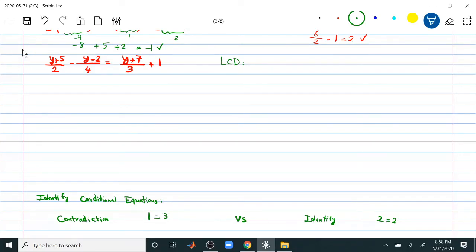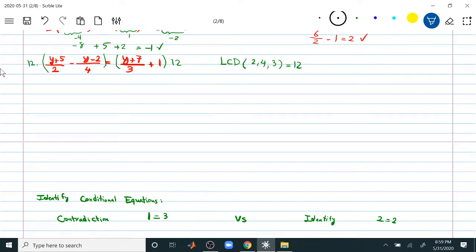For example, 12, the LCD of 2, 4, and 3. 12, because 12 divided by 2 is 6, 12 divided by 4 is 3, 12 divided by 3 is 4. So 12, you can divide all these numbers into. So what do we do? We multiply 12 on both sides. Make sure that you use parentheses, so you know that 12 multiplies the whole thing. 12 times the first one, and change the color this way.